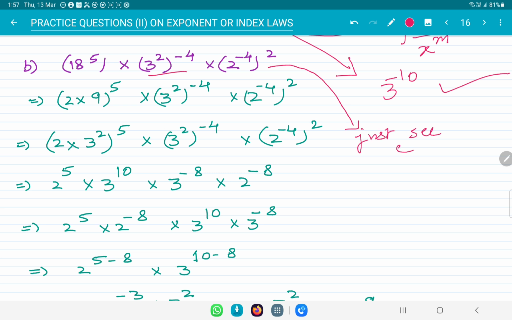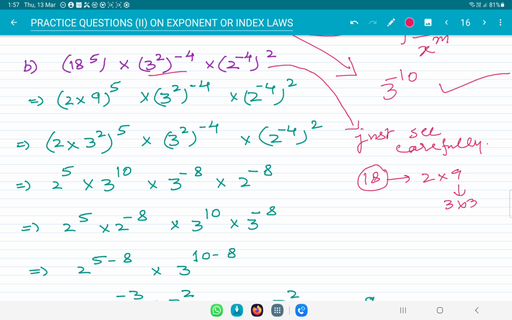Just see carefully. Why am I saying so? Because by seeing carefully, half the question will be done. How? Here you can easily see that 18 can be written as 2 into 9, and 9 can be written as 3 into 3. Okay.